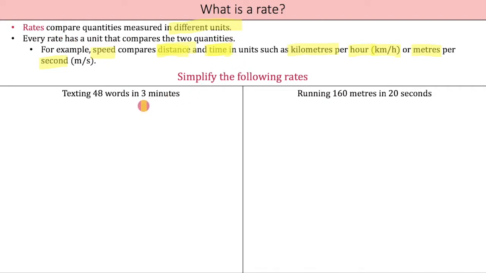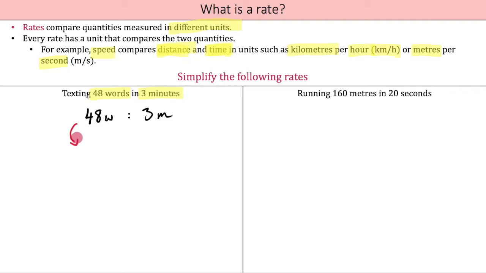So let's go about simplifying some rates here. Here we have someone who is texting 48 words in 3 minutes. I could write this like this. It's going to be 48 words for 3 minutes. So I've written in that notation. If I now want to simplify this, I simply use the same thing I was doing before. What's my highest common factor of 48 and 3? It's going to be 3.